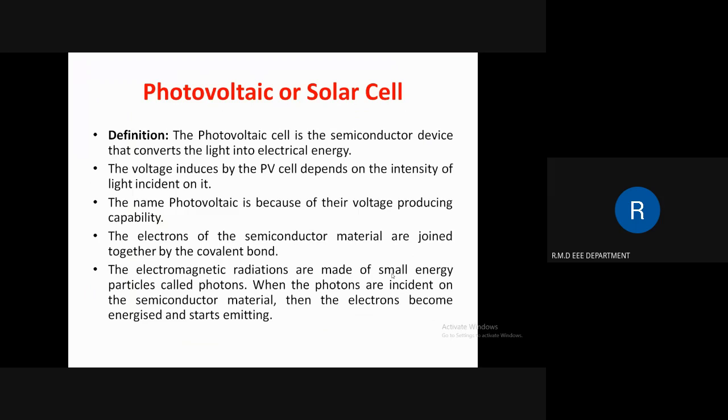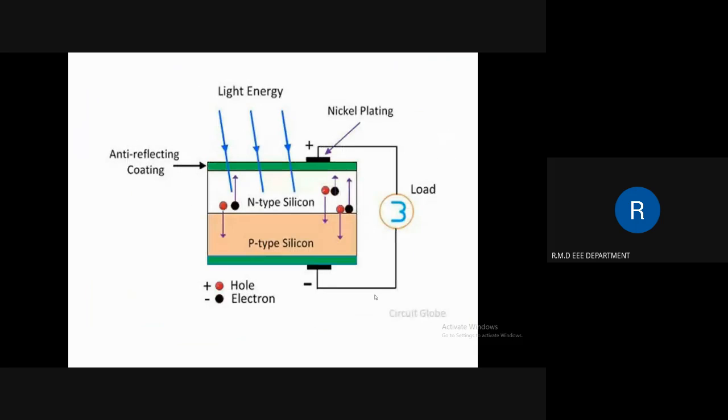Our next topic is the photovoltaic cell, or the other name, solar cell. This is the constructional diagram of the photovoltaic cell. What is the principle of this photovoltaic cell, or solar cell? The photovoltaic cell is a semiconductor device which is used to convert light energy into electrical energy. The voltage induced by the PV cell depends upon the intensity of the light incident on it. It is named photovoltaic because of its voltage producing capability.